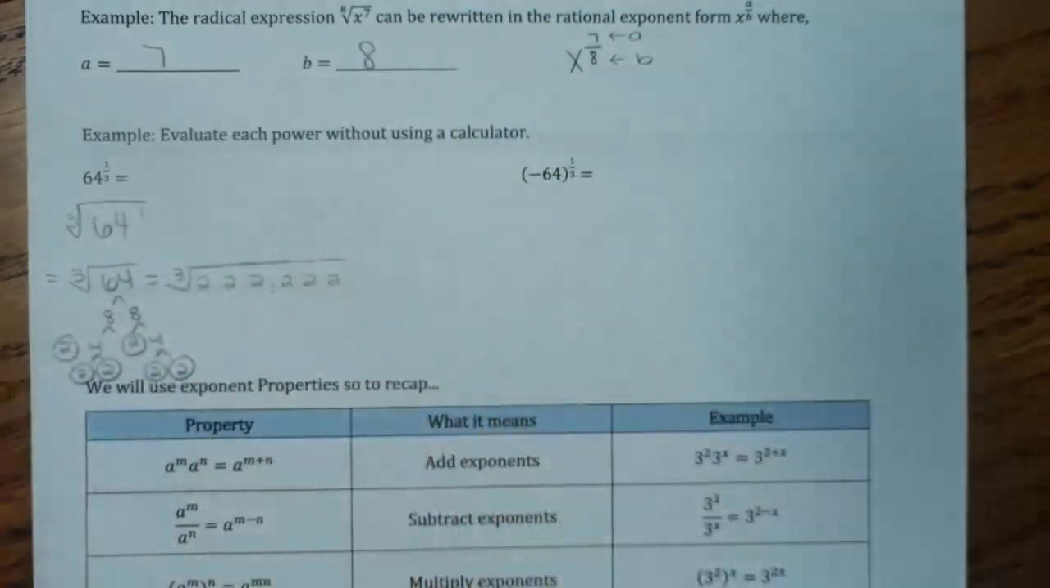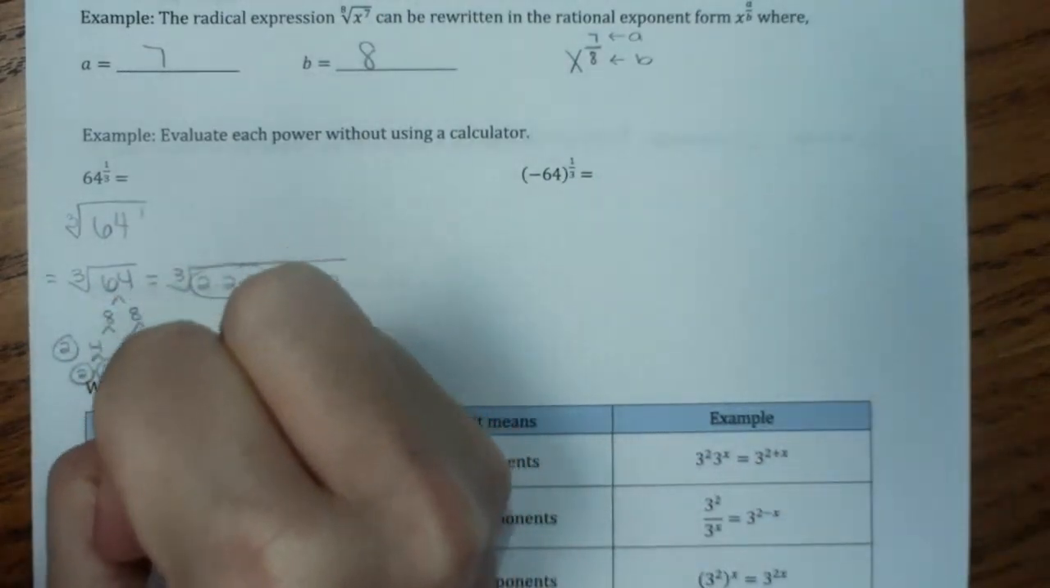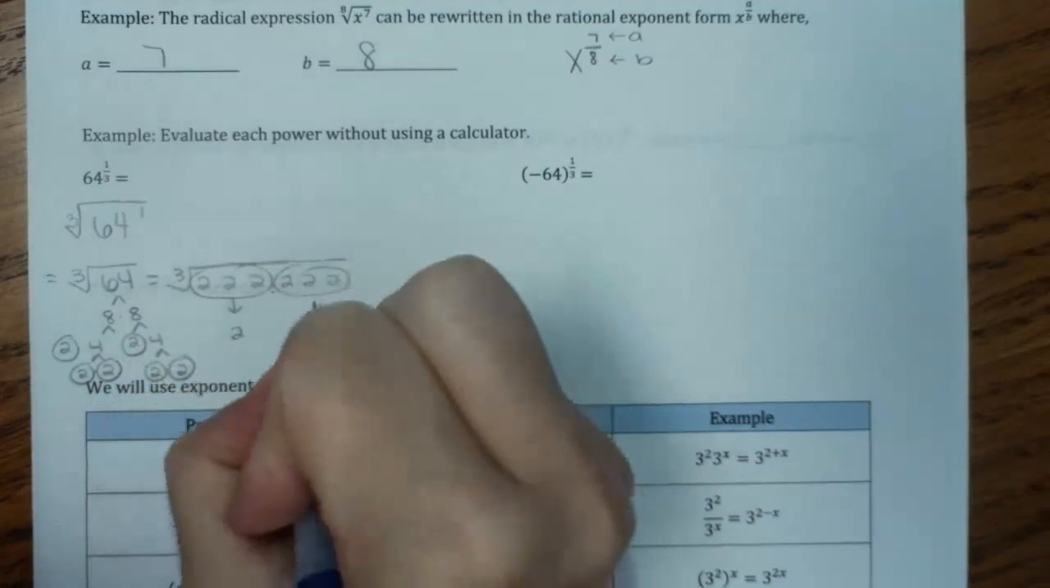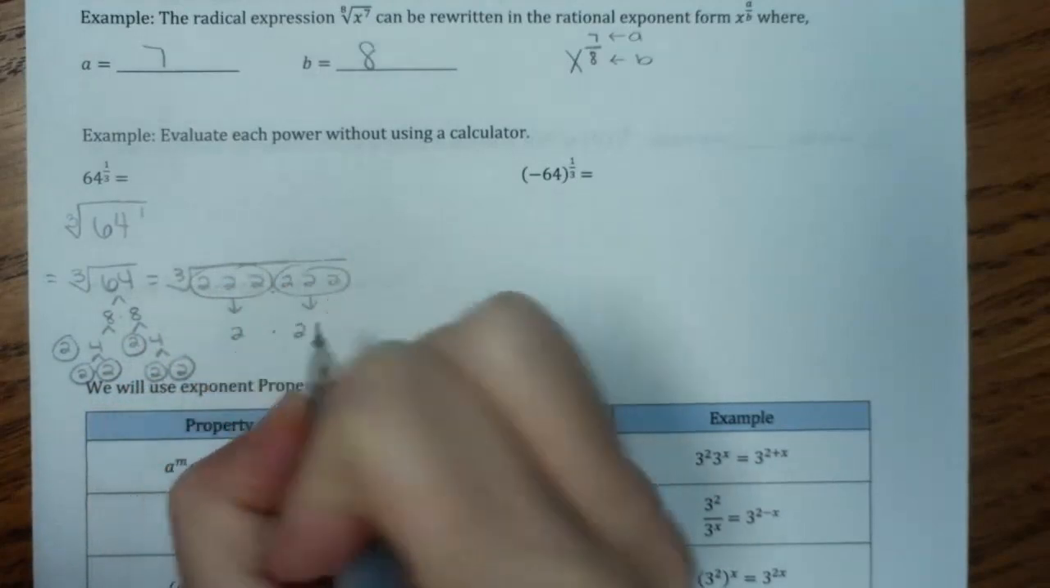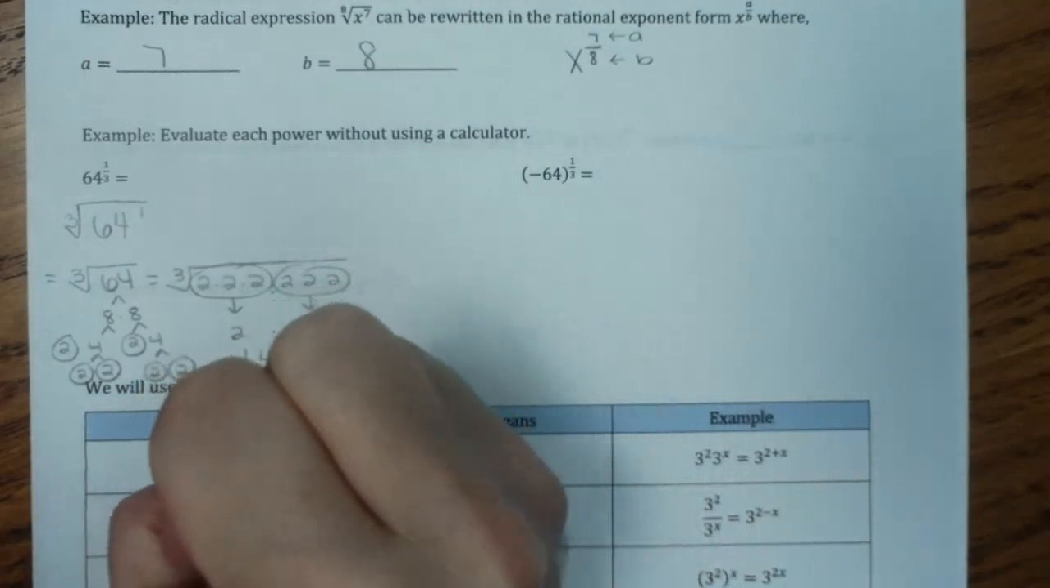It's the cubed root, meaning we're looking for 3 of a kind. So these 3 2's are going to come outside the radical, and these 3 2's are going to come outside the radical. Nothing's left underneath the radical, so the radical goes away. We're left with 2 times 2, which is 4.